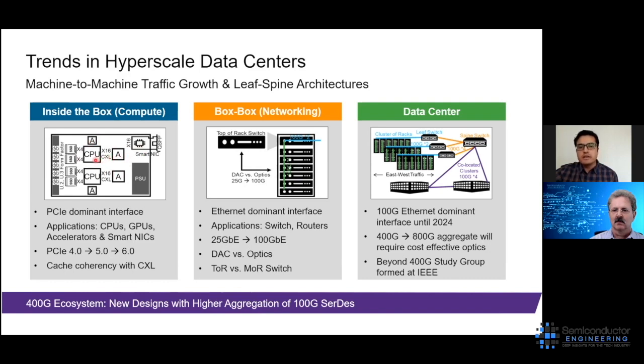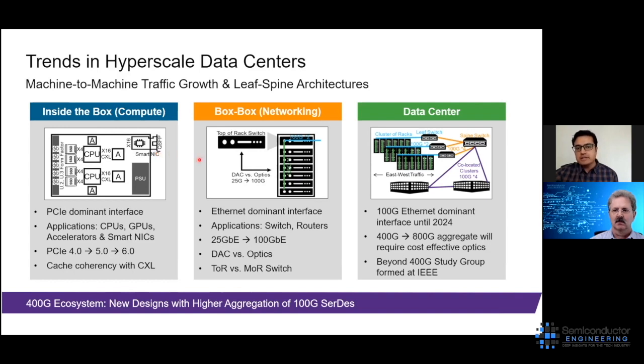Here between accelerator to CPU and CPU to CPU, the dominant interface is PCIe. PCIe is seeing its transition from Gen 4 to Gen 5 to Gen 6 now. And for the NIC, we are seeing the Ethernet cables or Ethernet data rates moving up.